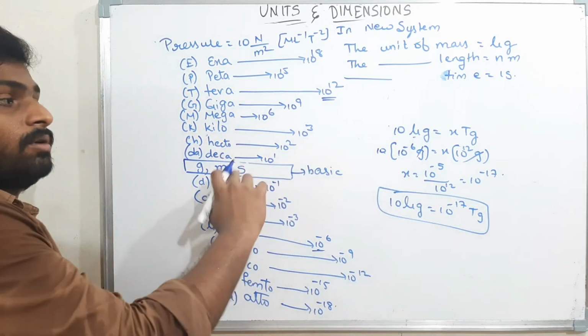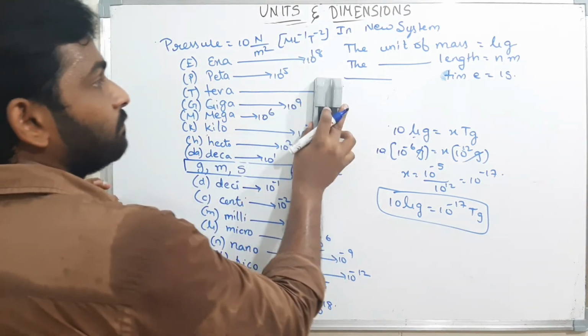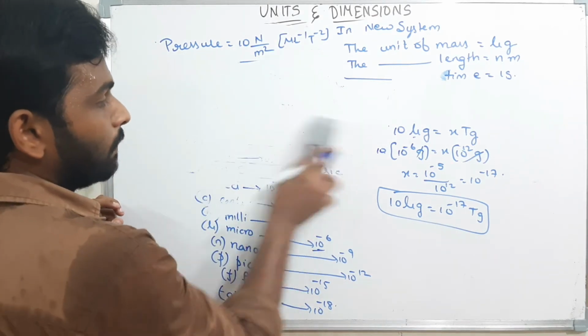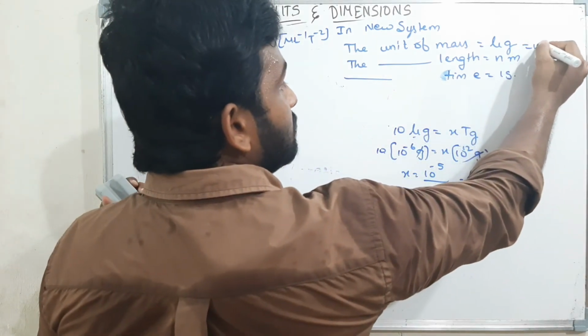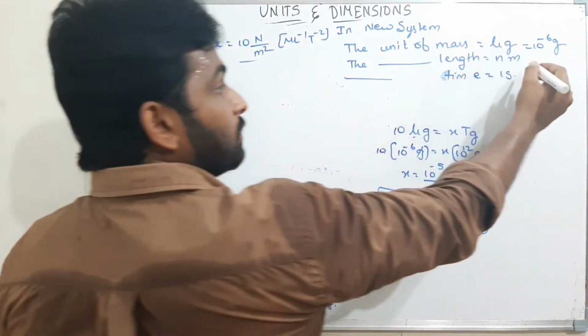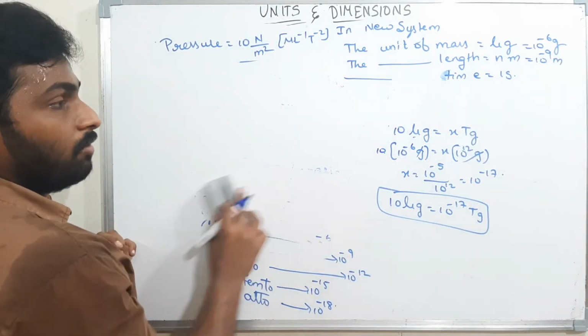I think it's clear how to convert from one unit to another. Now we'll come to the actual question. One microgram means 10 power minus 6 grams. 1 nanometer means 10 power minus 9 meters. Okay, now we have what we need.